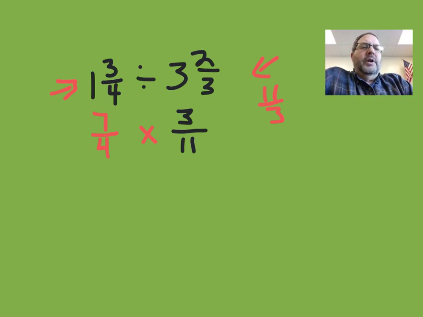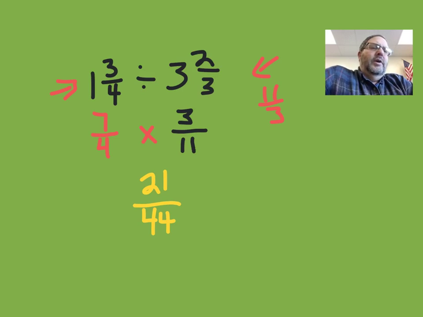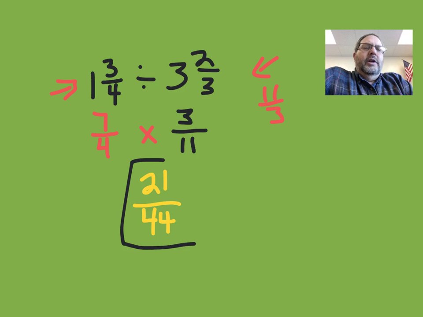All right, we can go ahead and multiply through. 7 times 3 is 21. And 4 times 11 is 44. And I can take a 2 out of the bottom number, but not the top number. I can take a 3 out of the top number and not the bottom number. I can take a 4 out of the bottom number, but not the top number. Guess what? This is already in lowest terms. We can't go any lower than that. So our answer is 21/44.